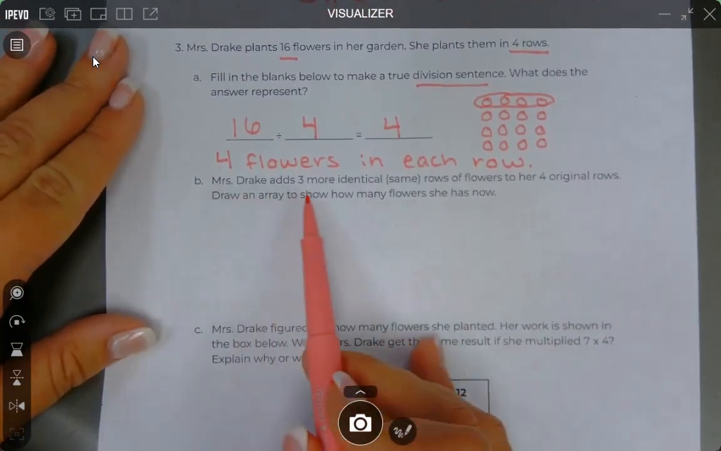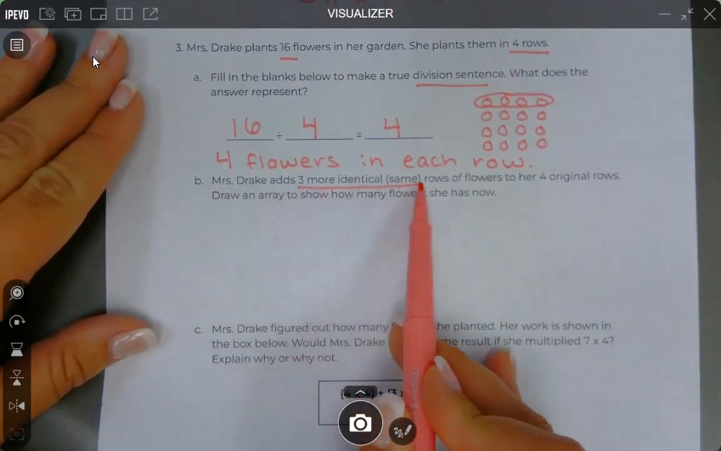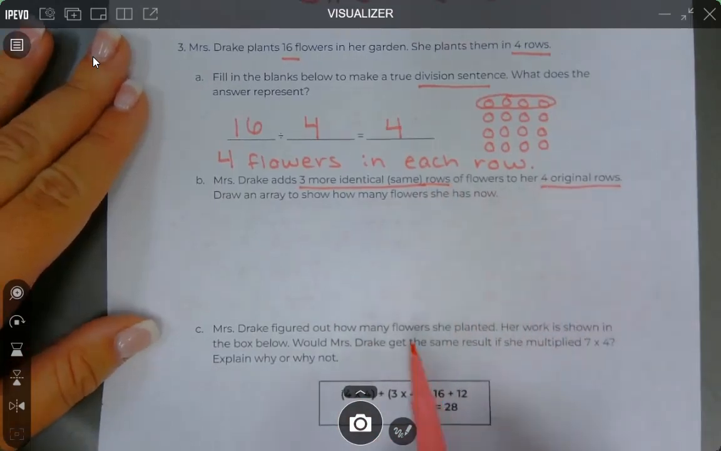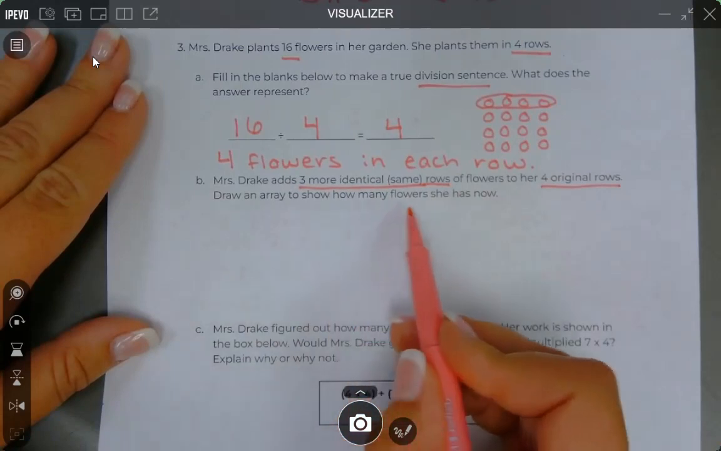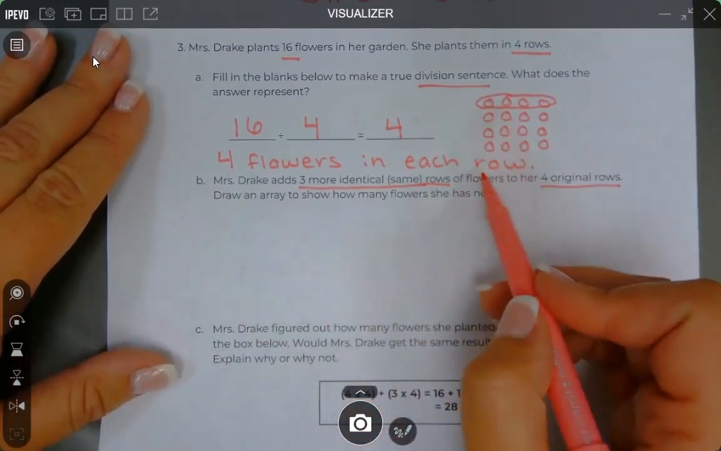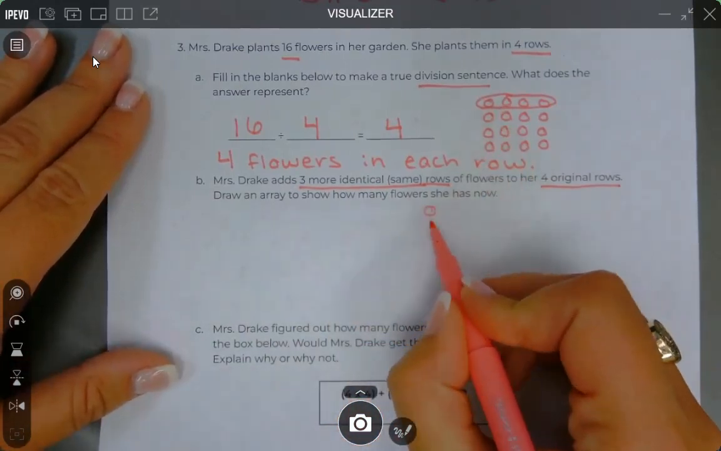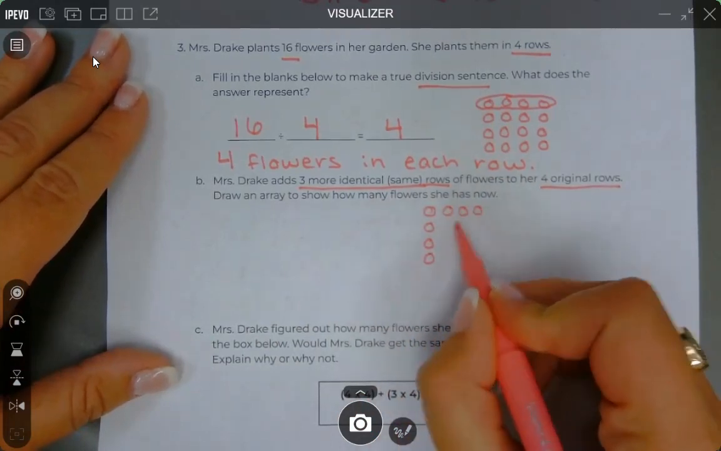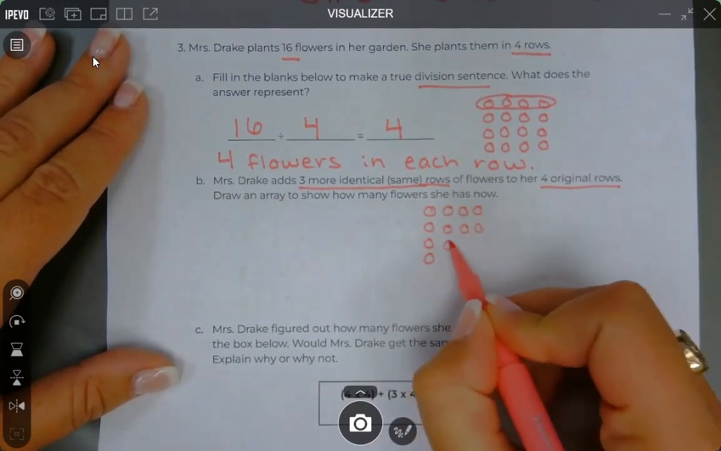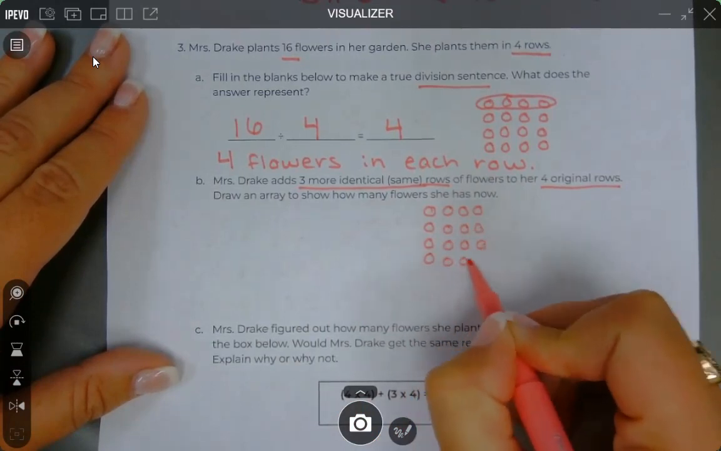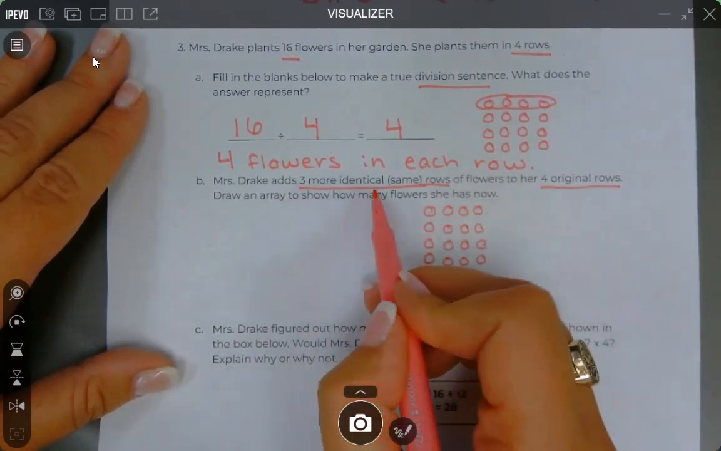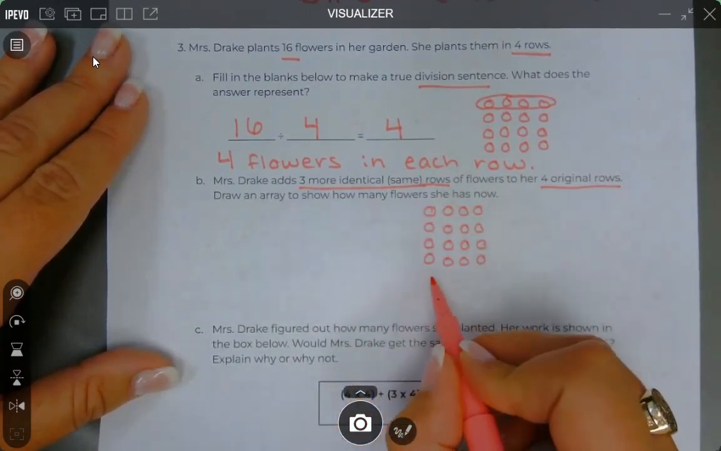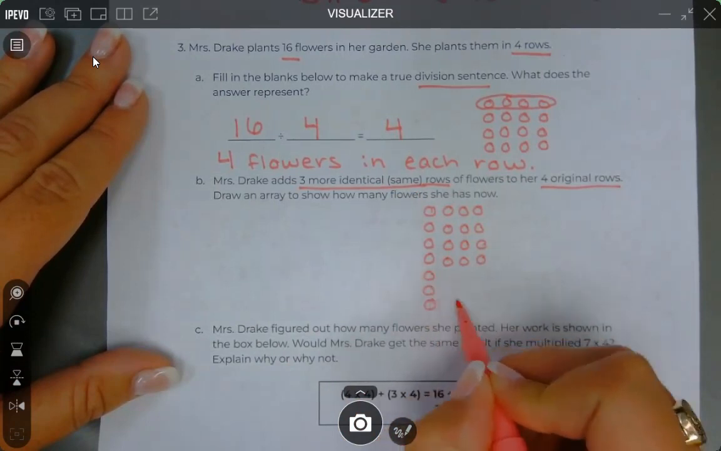Now it says Miss Drake adds 3 more identical, that means the same, rows of flowers to her 4 original rows. Draw an array to show how many flowers she has now. So she had 4. Let's redraw our first array. She had 4 rows of 4. And she's adding 3 more identical. That means same rows. So let's add 3 more rows. 1, 2, 3.